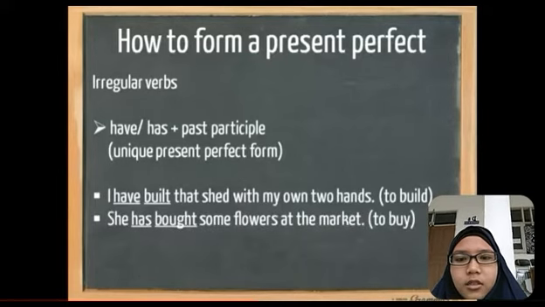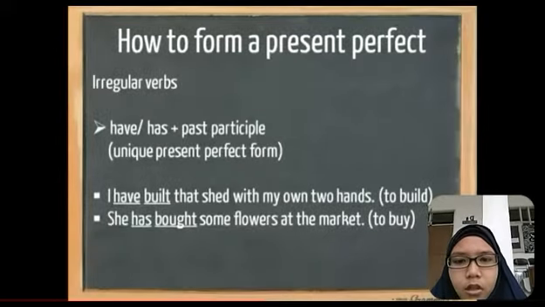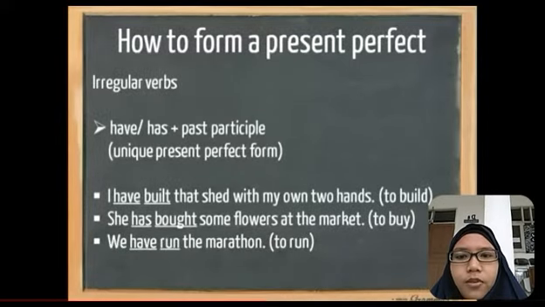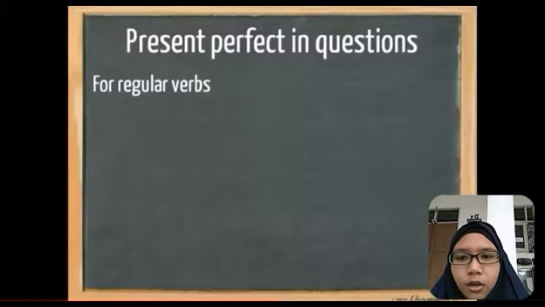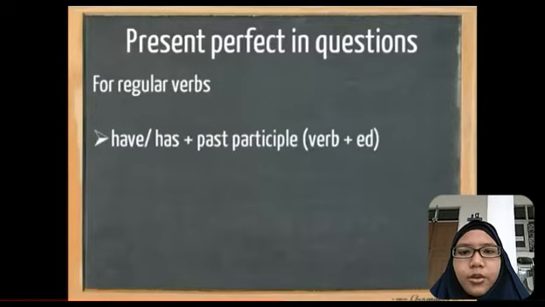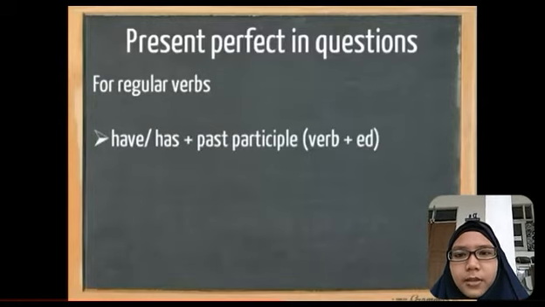She has bought some flowers at the market. The infinitive form of the verb is to buy. We have run the marathon. The infinitive form of the verb is to run. Now let's have a look at the present perfect tense in question. First, for the regular verbs, again we use the auxiliary verb to have and the past participle.